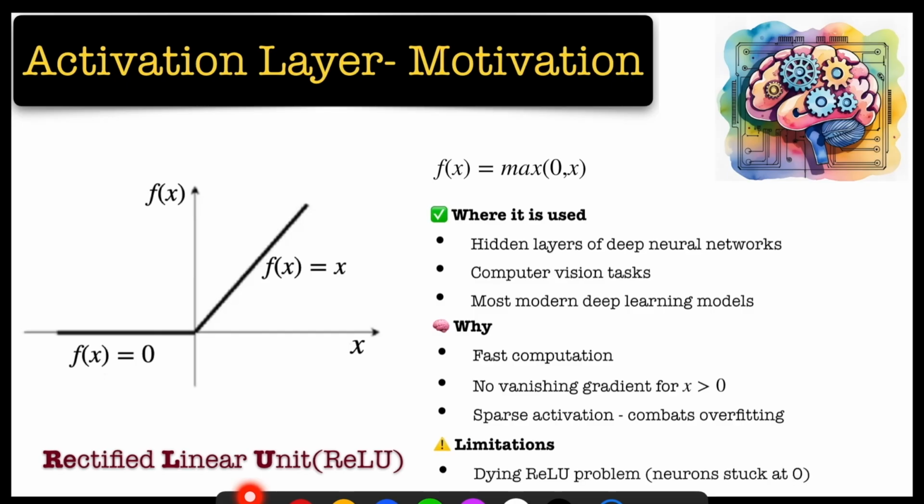Limitations. Though ReLU helps in solving the vanishing gradient problem, we have a dying ReLU problem that we'll also discuss later. What happens is the neuron gets stuck at 0. So this is the dying ReLU problem, but this happens for very complex networks.